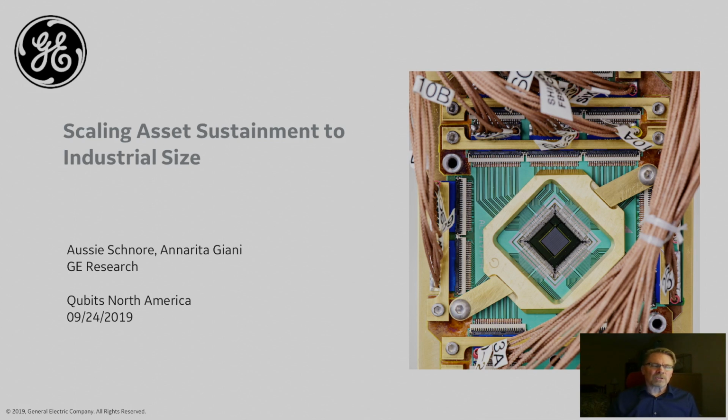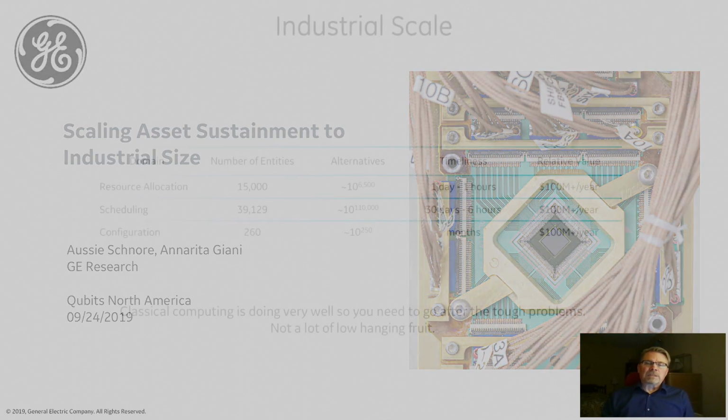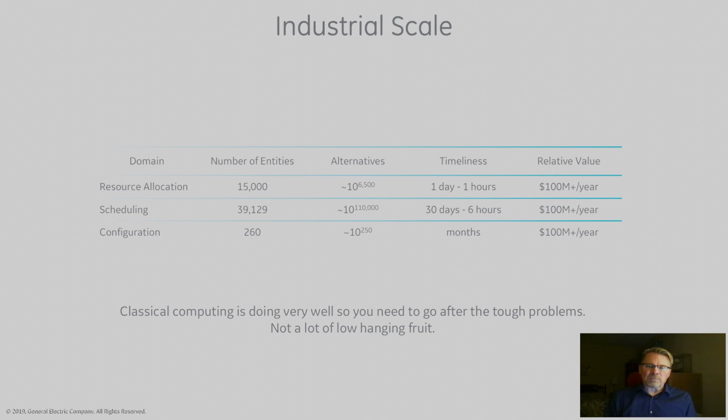Here's what's convinced us. I hope you enjoyed the video. Let's talk about industrial scale. Here's a chart that shows some examples of industrial scale in different application domain spaces. You'll notice that the number of entities that are involved and the number of answers that are involved are quite large. The timescales are also interesting.